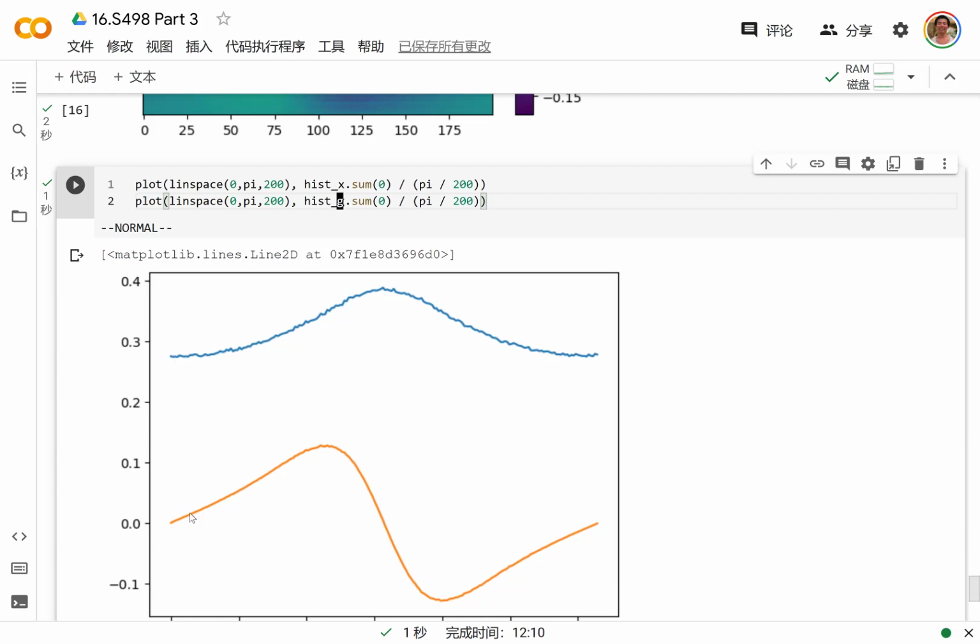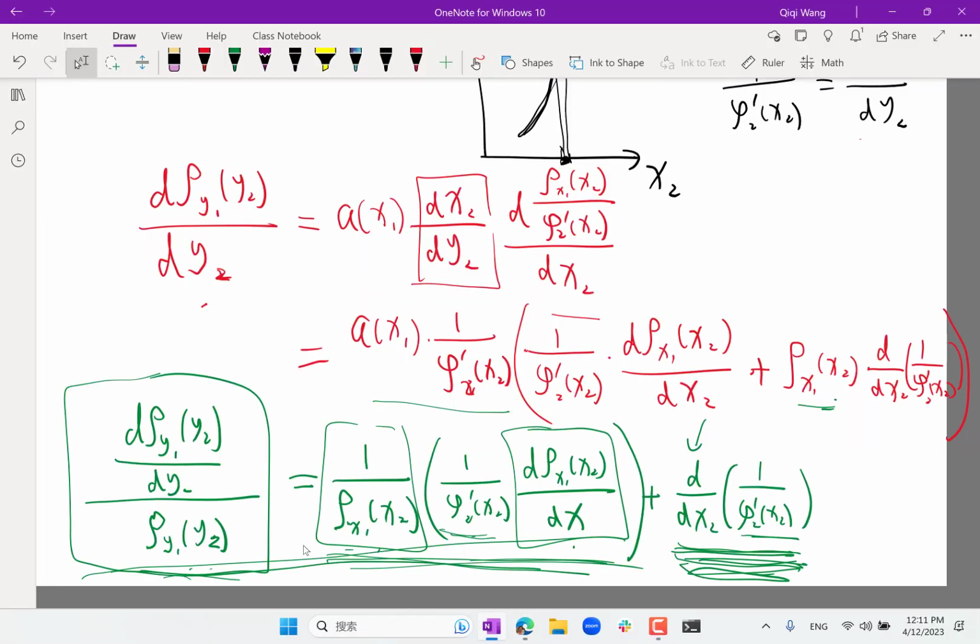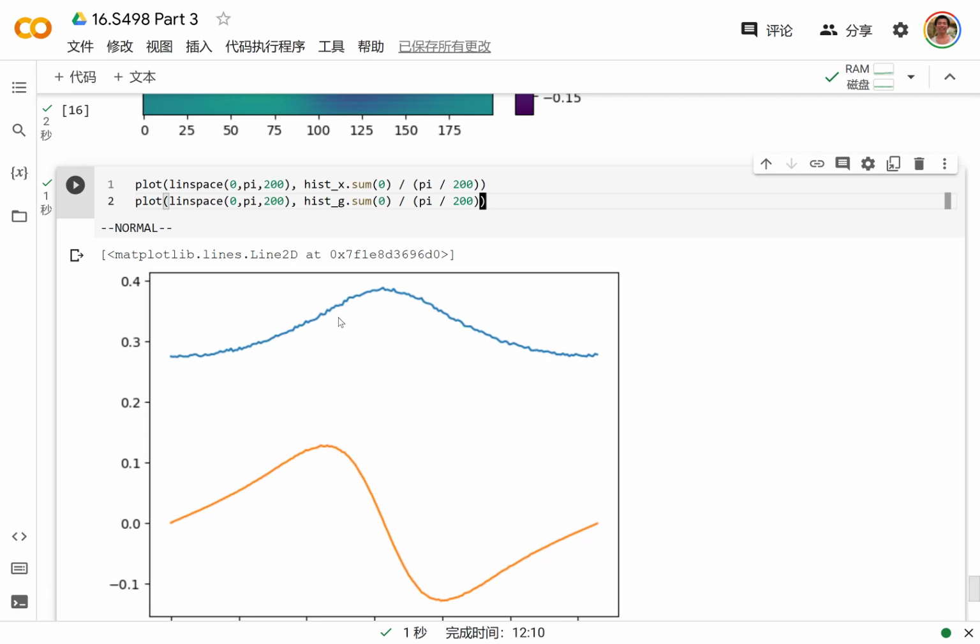So what you see is basically when the derivative of the density gets the largest, the G also gets largest. And this also shows you the superiority of deriving the density gradient this way compared to evaluating the density gradient with a finite difference, right?